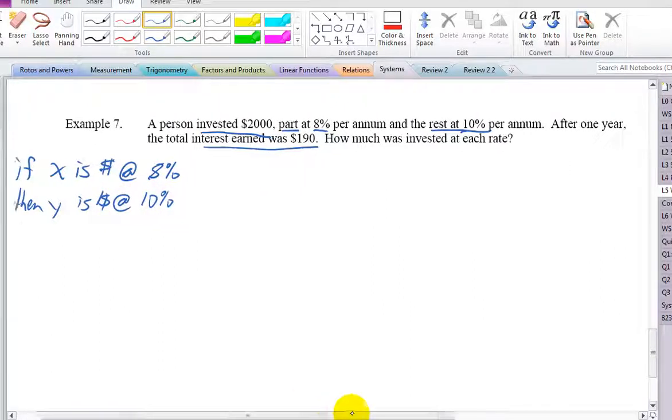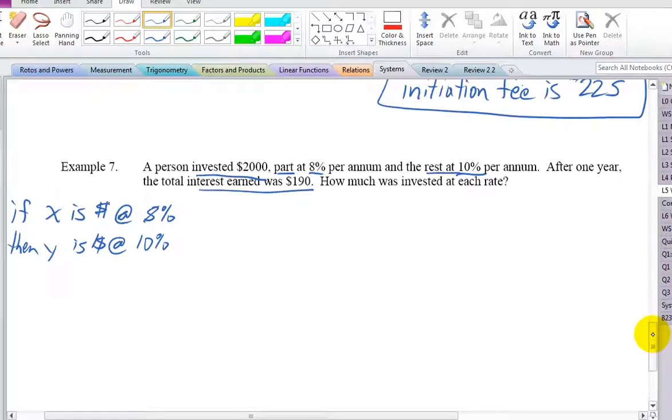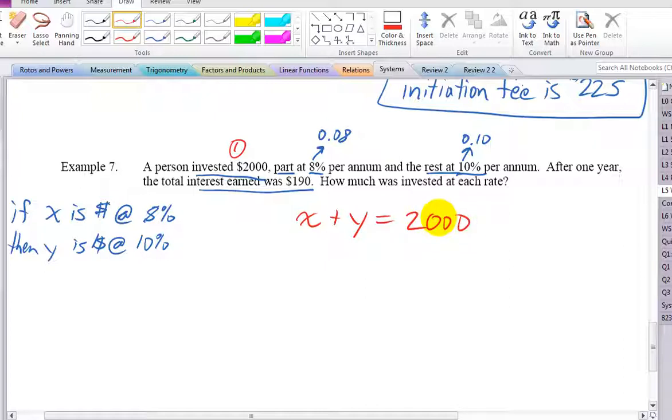Okay. Now, when we're doing math, we can't use the number 8 and the number 10 because those are percentages. So what do we have to use? 0.08. And for 10%, 0.10 or 10. Okay? So keep that in mind. Here's the first part here. That's equation number 1. Invested too large. So X plus Y equals 2 grand. Okay? Right away, there you go.